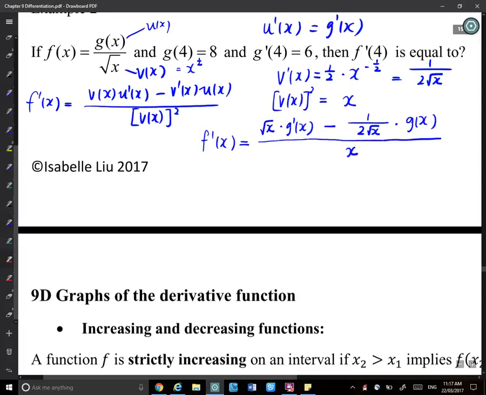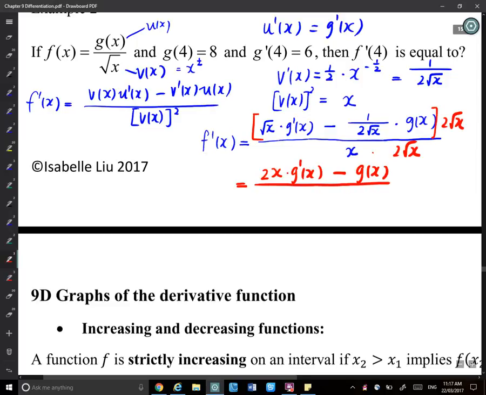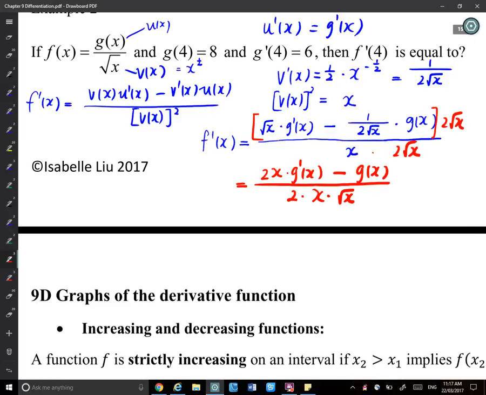Okay, what I want to do is times 2 root x on both top and bottom. That gives me, this times 2 root x, you have 2x times g dash x minus, cancel with this fraction, you just have gx over 2 times x times root x. Let's just leave the answer like that.